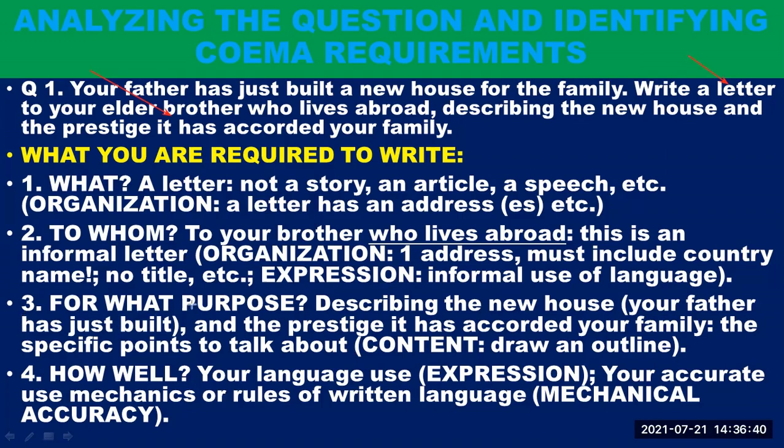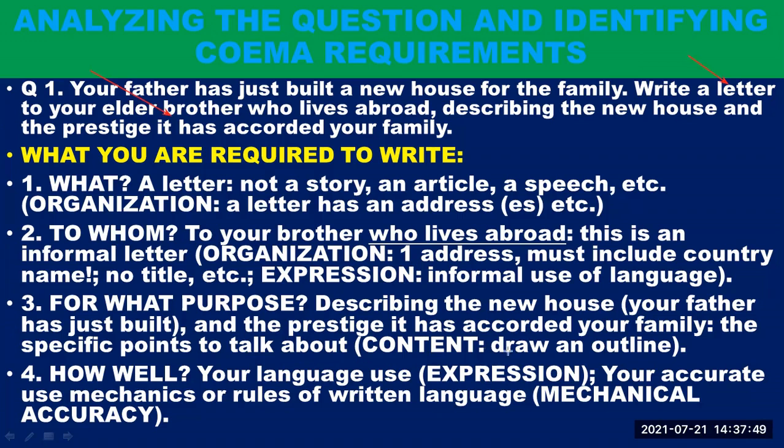All right, so 3, for what purpose? That's the next thing we have to look at. Now, the purpose of this letter is to describe the new house that your father has just built and the prestige it has accorded your family. These are 2 specific points. So here you take note of the specific points to talk about, because it makes no sense to just keep writing and you are not really discussing the exact points that the examiner wants you to discuss. Now, you are going to score maximum marks under content if you discuss exactly what the examiner has asked you to discuss. You talk about what you are supposed to talk about and not beating about the bush as most candidates do, which of course is why they perform very, very poorly in essay writing.